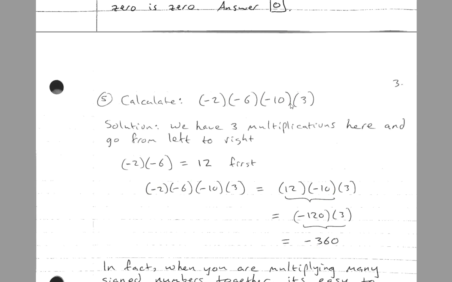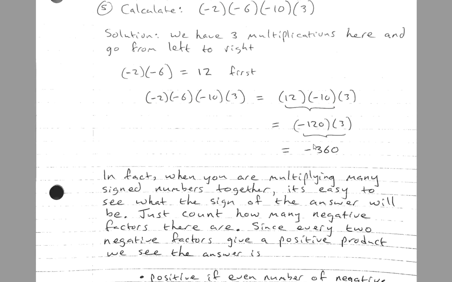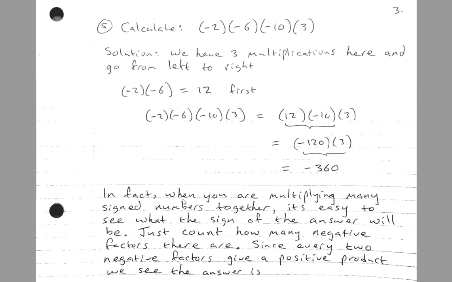So this was just 3 multiplications. And there's a nice fact: if you're multiplying a lot of signed numbers together, you can tell what the sign of the answer is going to be. You just have to count how many negative factors there are. Every time you multiply 2 negatives together, you get a positive. So these 2 negatives, it's like they canceled out, and there was one negative left over.